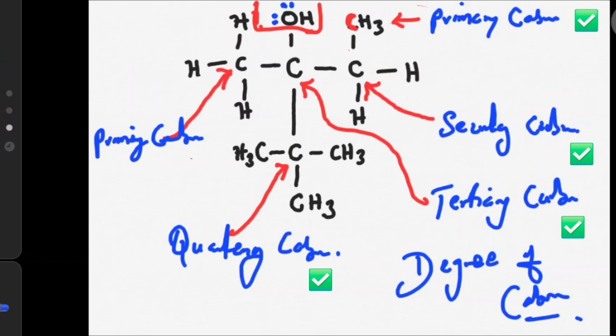And finally, you need to know that the carbon directly attached to the functional group, which carbon is that? This carbon. So that's to tell you that this carbon is called an alpha carbon. An alpha carbon is the carbon attached directly to the functional group, which you can see here. This is the functional group. Can you see? So that is how you identify an alpha carbon.